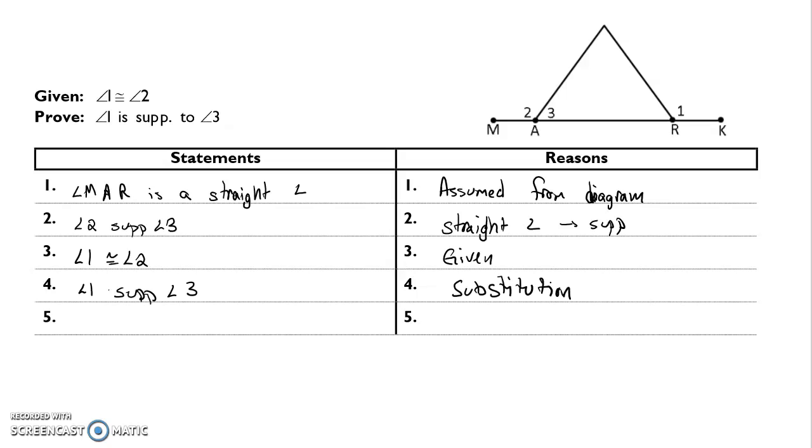All right, so once we're able to state that angle MAR is a straight angle, and remember, we need to name the angle with 3 letters. We can't say that it's a line. Lines are straight angles, they are, but you've got to make sure you name the angle. Angle MAR is a straight angle. Then you can state that those 2 angles, angles 2 and 3, are supplementary because straight angles imply supplementary. Then the statement is given, and then our final step is substitution because we're substituting one congruent angle in for the other inside a supplementary statement.